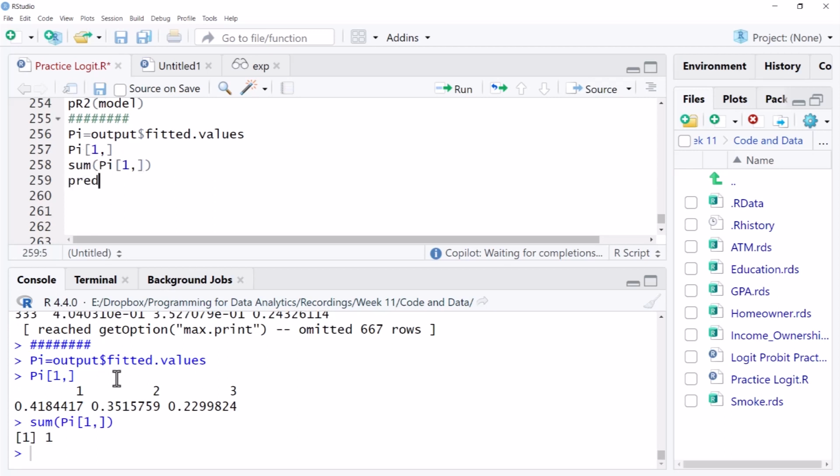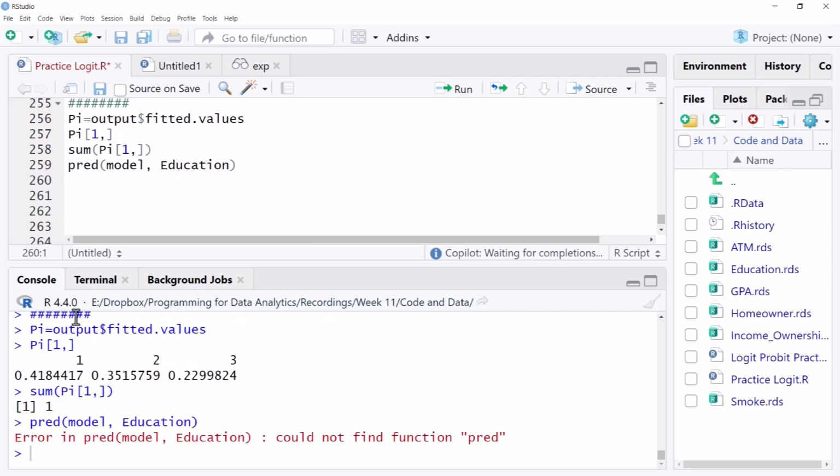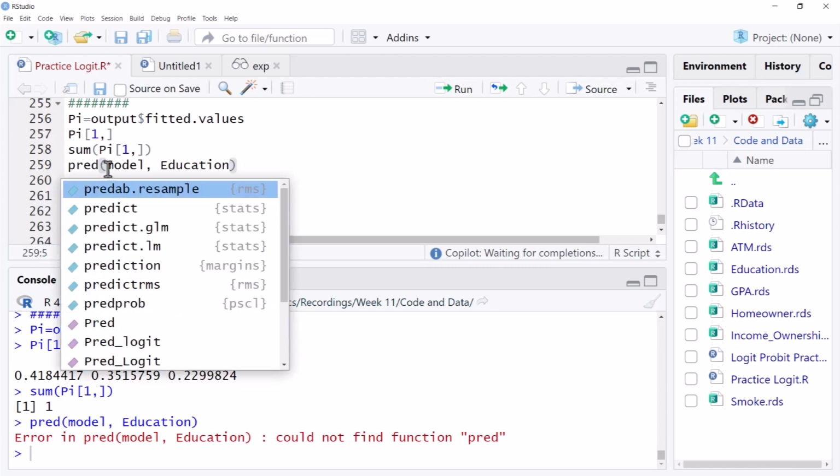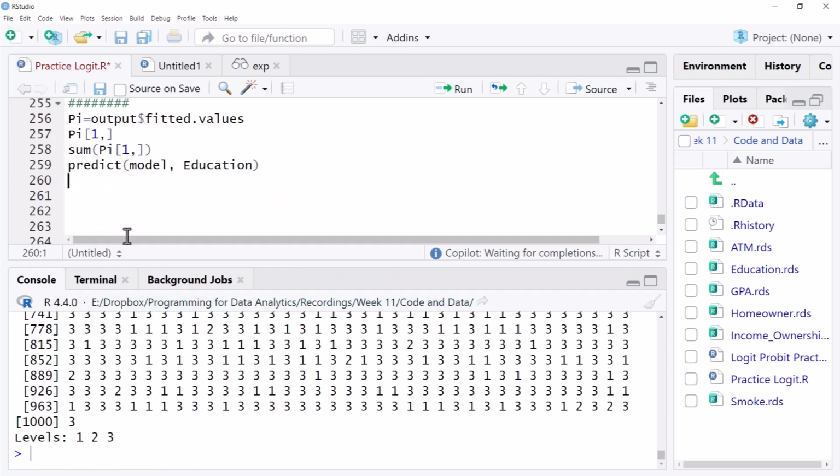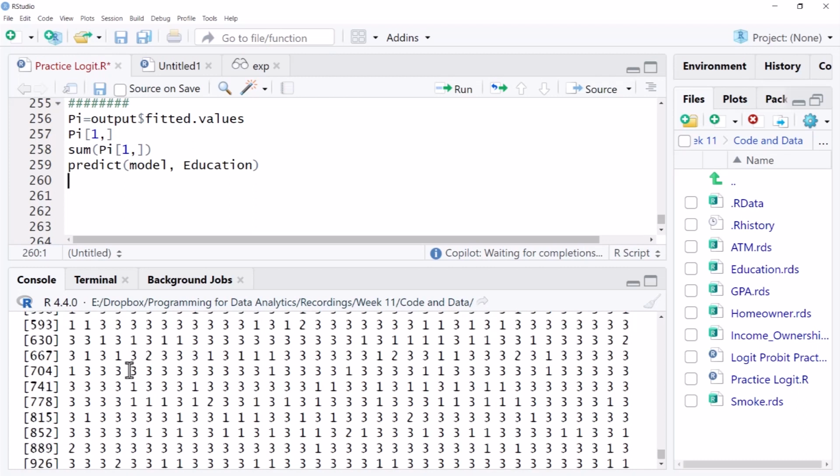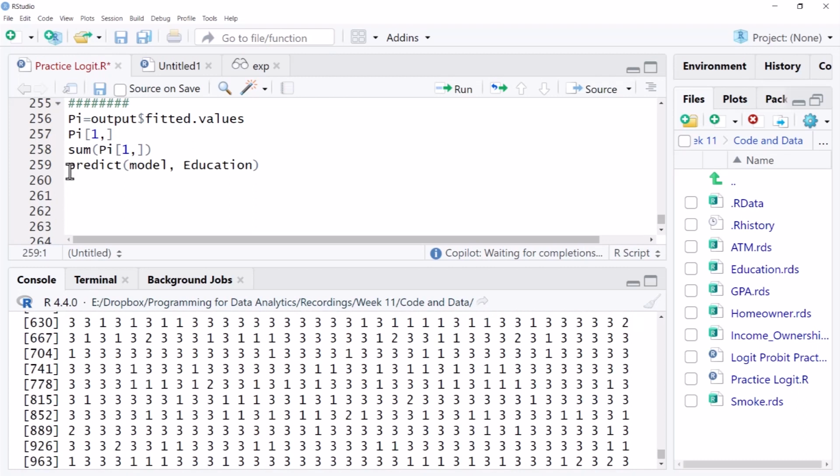You can also predict. So for example, if you want to predict using this model and providing the education data, you can predict observations. So these are your predicted values. It is giving you three levels, 1, 2, or 3. Let's call them predict multinom. So these are our predictions.